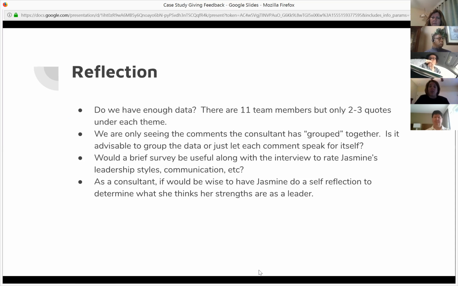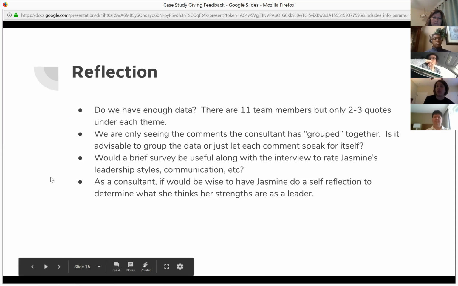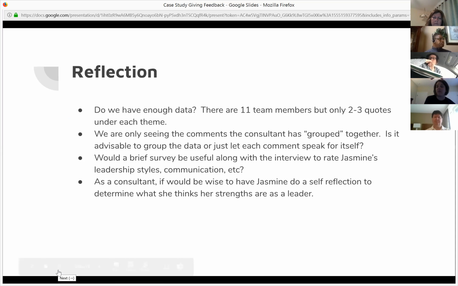We also thought maybe a brief survey would be useful along with the interview to rate maybe Jasmine's leadership styles, her communication, those kind of things. And we also felt it would be wise to have Jasmine do a self-reflection to determine what she thinks her strengths are as a leader. So we just felt like here we didn't have enough data to really help Jasmine.